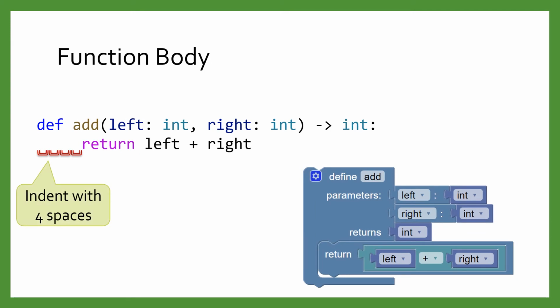When you call a function, you're executing the code stored in the body of the function. Everything inside the body should be indented 4 spaces. In the block version, this is shown visually with the bar on the left. The body must be there. In other words, the body cannot be empty.